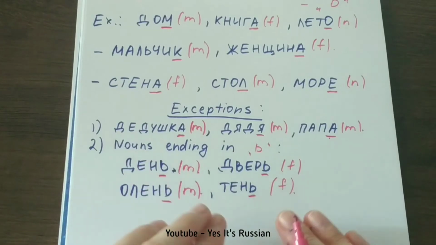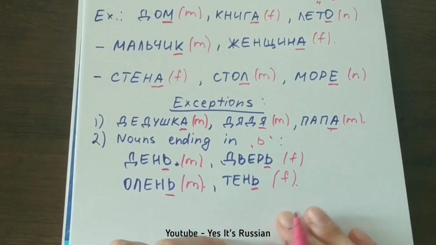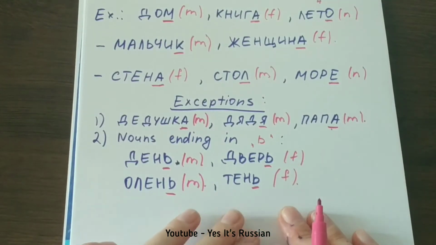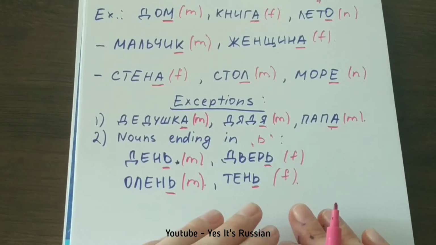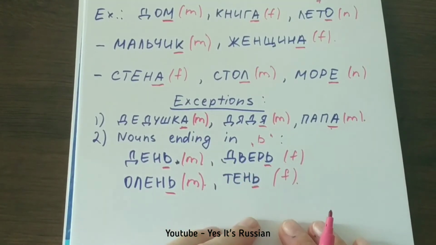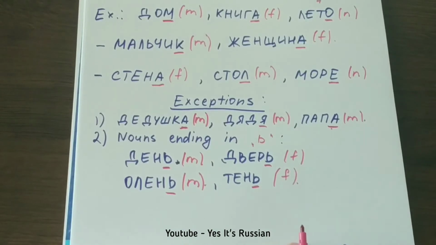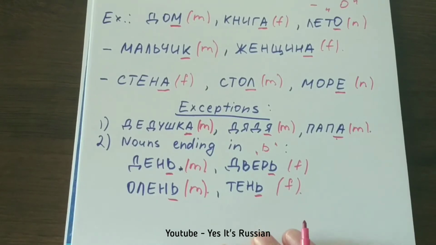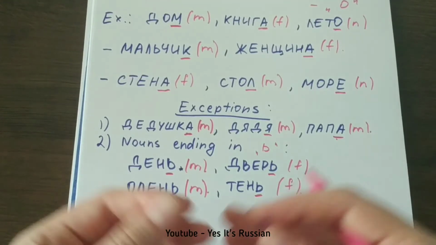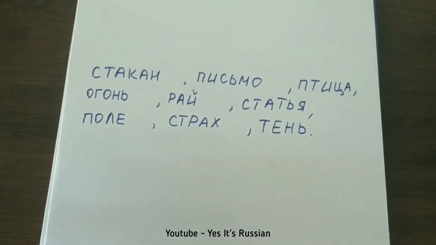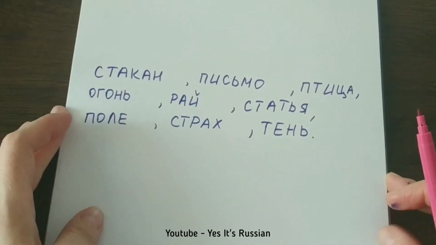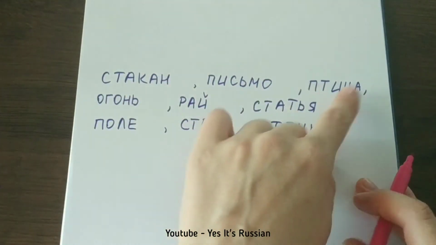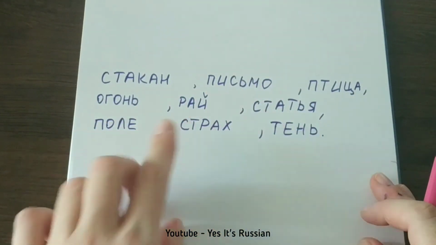So whenever you are learning a new noun ending in a soft sign, you have to either look it up in the dictionary or Google it or ask any person who speaks Russian. You can also write to me in the comment section and I'll answer you. You have to know for sure which gender this noun belongs to, so as to build a grammatically correct sentence. So now let's practice together determining the Russian noun's gender. Let's read these words one by one and try to apply the rules we just learned.